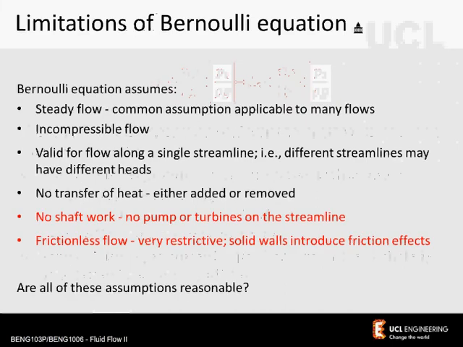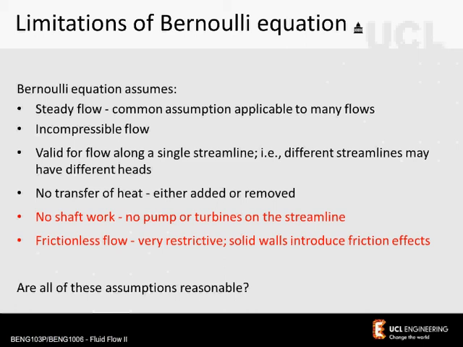So there are some limitations in the basic form of the Bernoulli equation that we've been looking at so far. The equation assumes that there is steady flow, which is a common assumption that's applicable to many flows, so that's okay for us. It also assumes that there is incompressible flow. Again, that's a fairly common assumption. It's valid only for a flow along a single streamline, but we don't typically look at more than one streamline at a time. And it also assumes that there's no transfer of heat, which is fine as long as we are not dealing with a heat exchanger in the system.